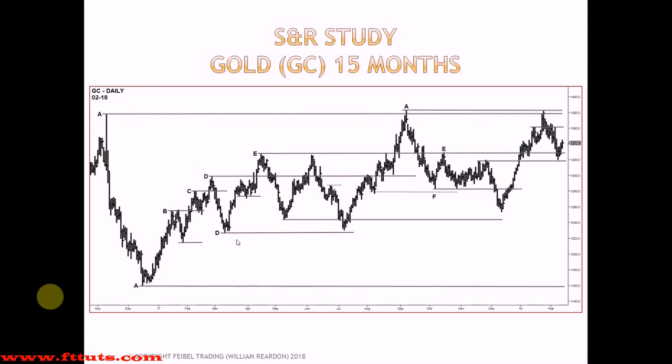Our main resistance here is D. This is our main resistance. It's valid, it's been tested. Remember from the previous study, validity is very important. A good way to gauge it is not only by the containment of price, but also the way that price breaks through an area. So, for example, look at D here.